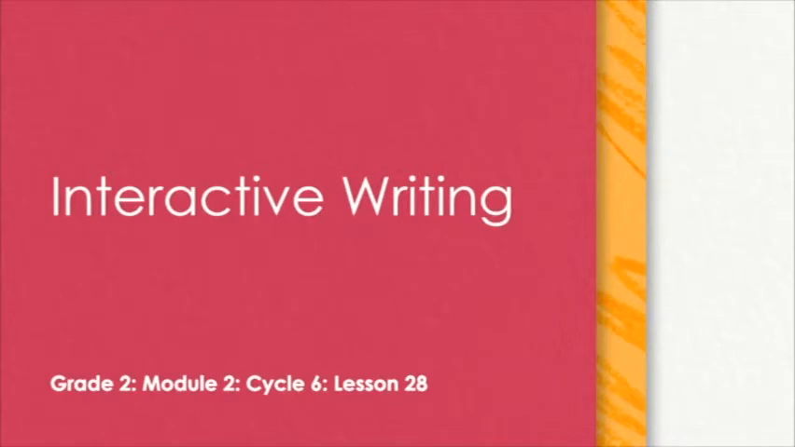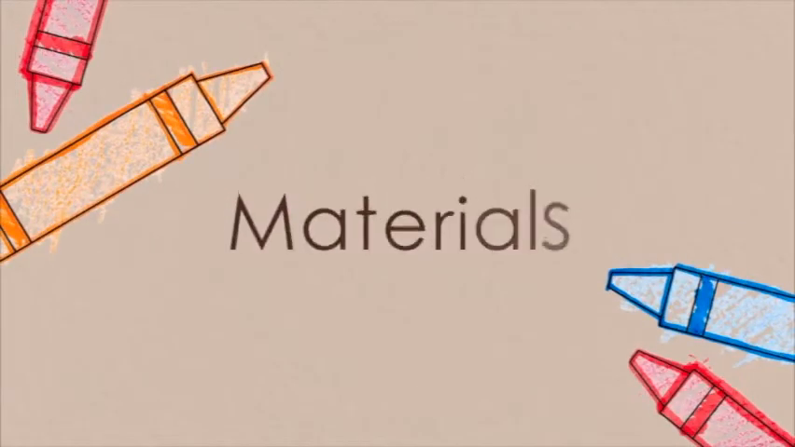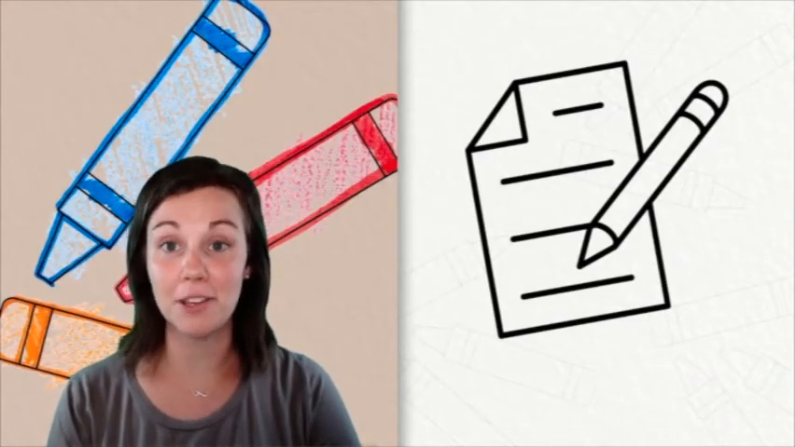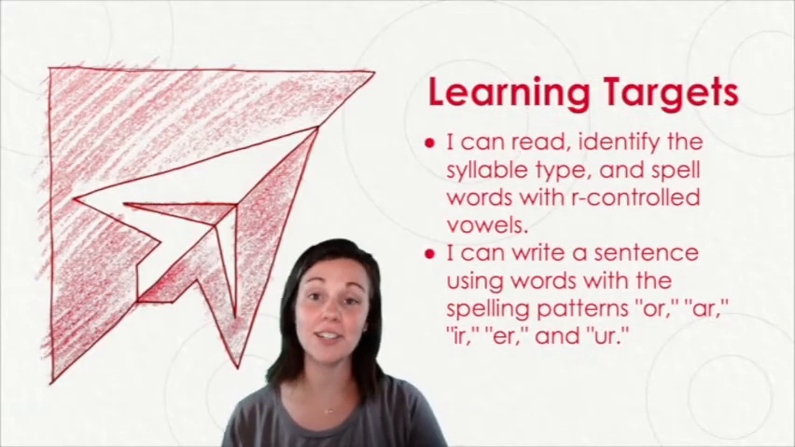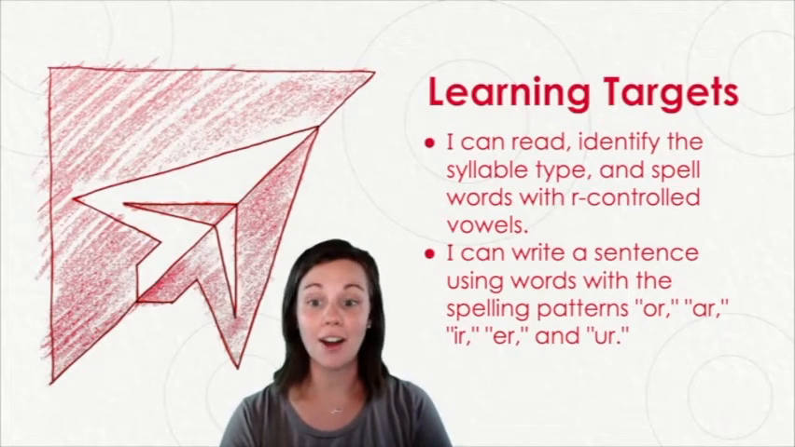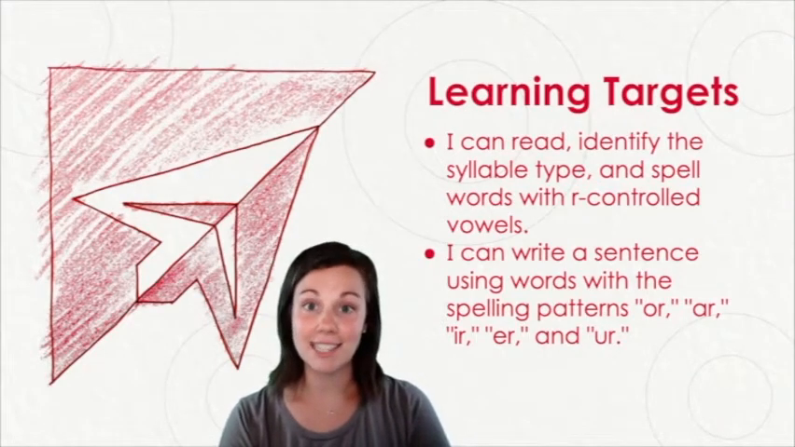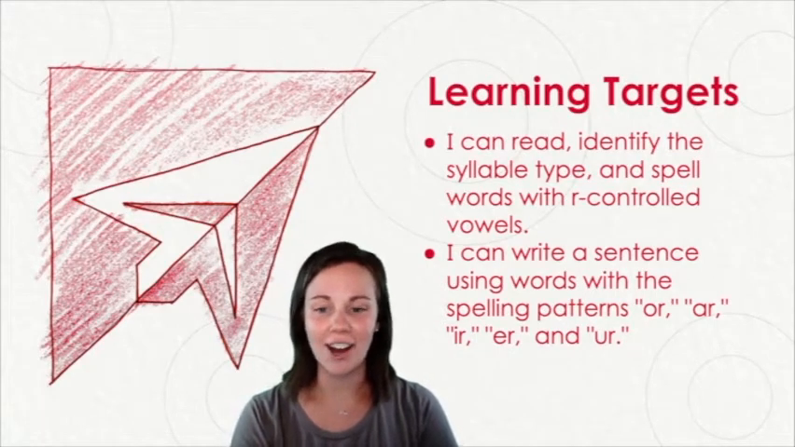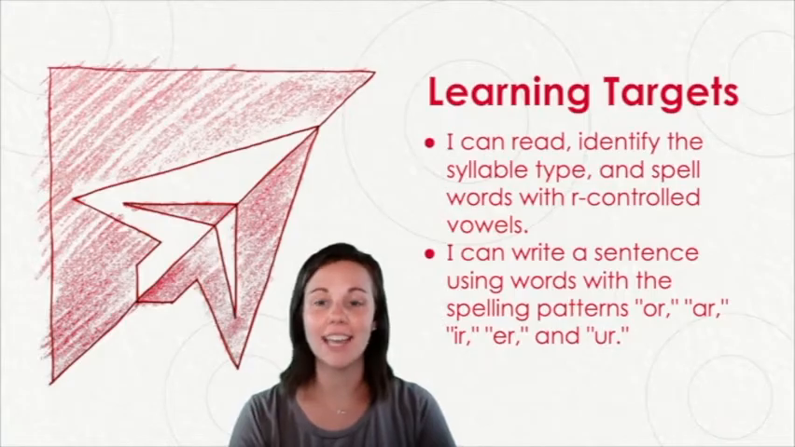Today we'll be doing our interactive writing practice. This is Module 2, Cycle 6, Lesson 28. Materials! You'll need paper and pencil today so that you can write out our words. Here are our learning targets. The first one says, I can read, identify the syllable type, and spell words with R-controlled vowels. The second learning target says, I can write a sentence using words with the spelling patterns O-R, A-R, I-R, E-R, and U-R.